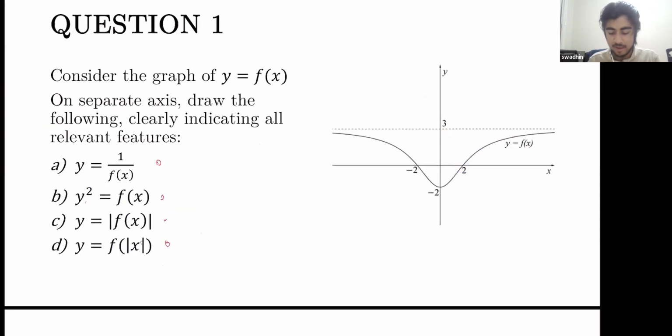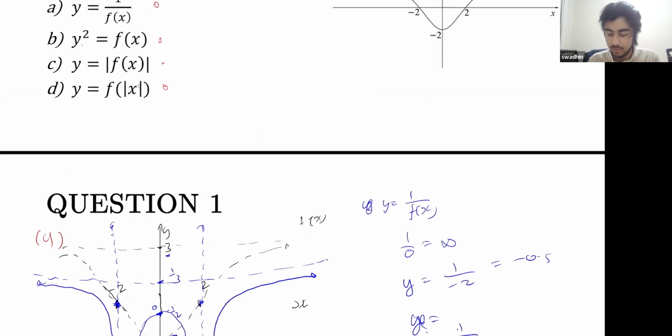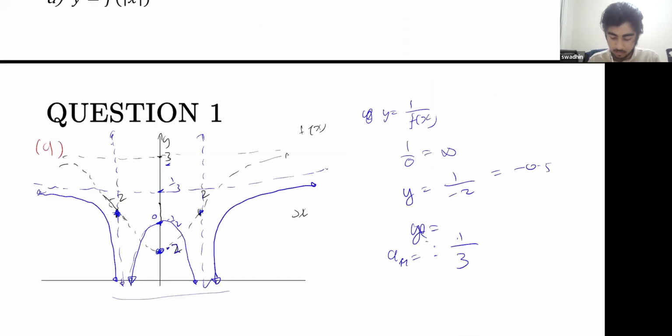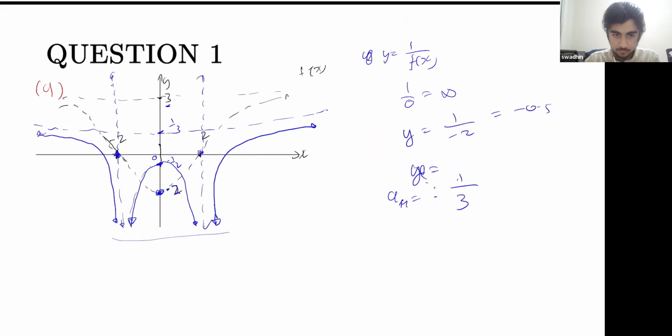You didn't have to use the x and y intercepts here because you don't know what they are. You know what the y-intercept is because you can just do it from here, but you don't know what the x-intercepts are. Something happened here. Yep, there you go. All right, any questions?